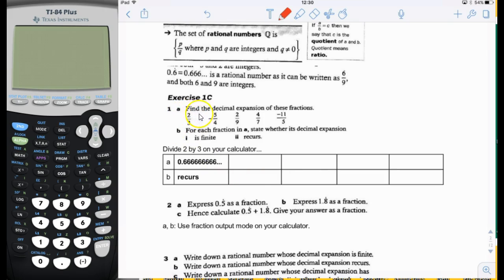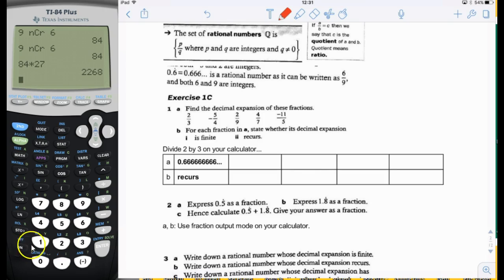Okay, 1a. Find the decimal expansion of these fractions. After you do that, then we just want to find out if it's a finite decimal, so it ends, becomes 0 after a while, or it recurs. It repeats for a while, but then it repeats forever. Okay? So we can just do these on our calculator.